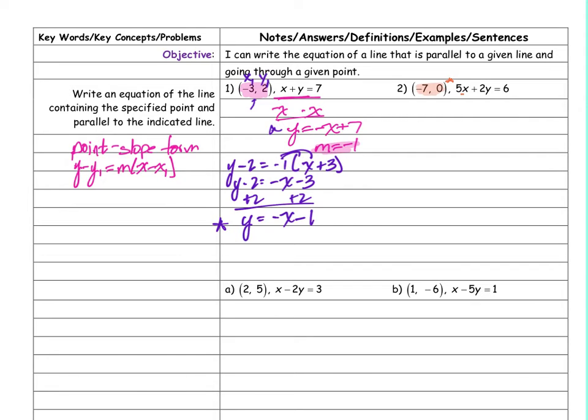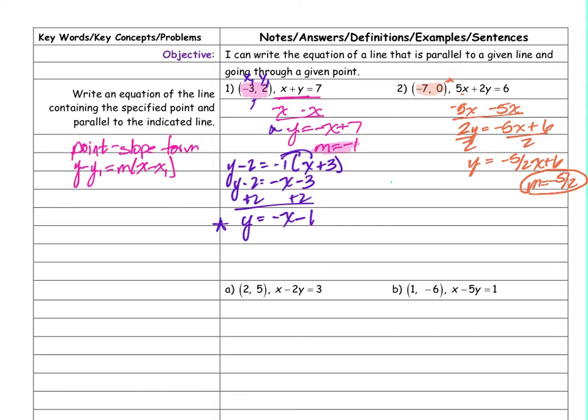So if it's parallel to that line, it means it has the same slope because they're parallel. So I need to solve for y first. So minus 5x minus 5x gives me 2y equals plus 6. Divide by 2. Y equals negative 5 halves x plus 6. So my slope is negative 5 halves. So now I have my slope, and I have my point, and I'm going to use point-slope form to find the equation of my line.